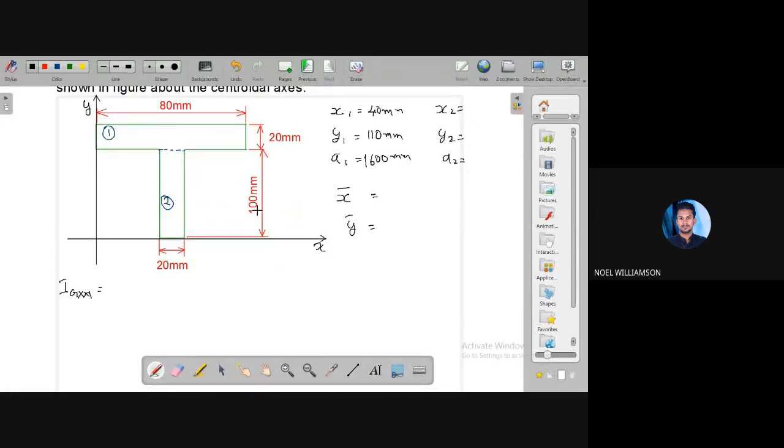Malavika Surendran. Yes, sir. What is the value for x2? 40 mm. Then y2, 50 mm. And a2 is 2000 mm squared. Right. So the values for x bar and y bar, did anyone find them and post in the chat box?